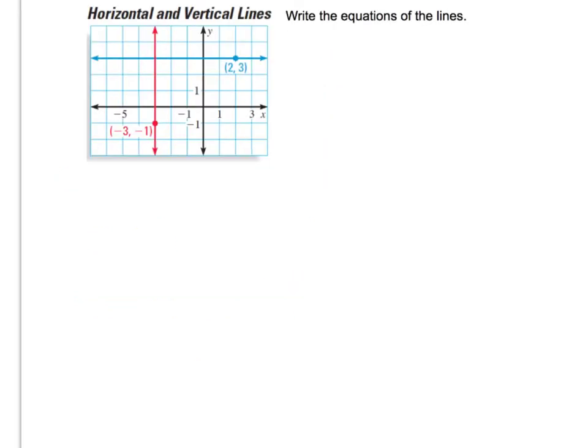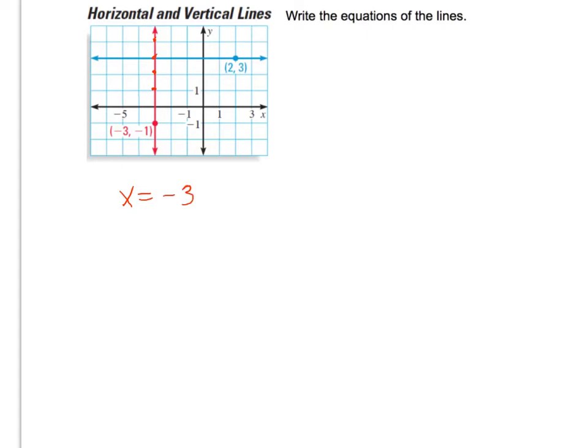Okay, now we're just going to look at horizontal and vertical lines. So we have a red vertical line there. So do you remember what's true about a vertical line? Hopefully you said it had no slope, and that's correct. And again, notice on that red vertical line, every single point on that line is left 3 blocks, right? So we know that has the equation of x equals negative 3.